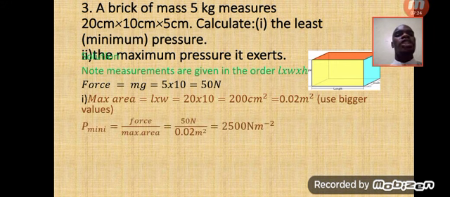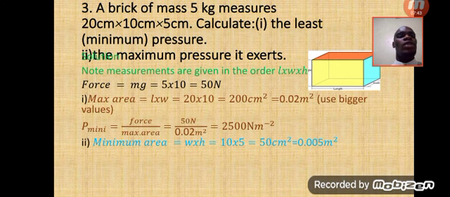In other words, it is better we use bigger values to calculate the maximum area. Therefore, the pressure will be minimum whenever area is maximum. Therefore, minimum pressure will equal force over maximum area, which is equal to 50 divided by 0.02 meters squared, which will give us 2,500 newtons per meter squared.